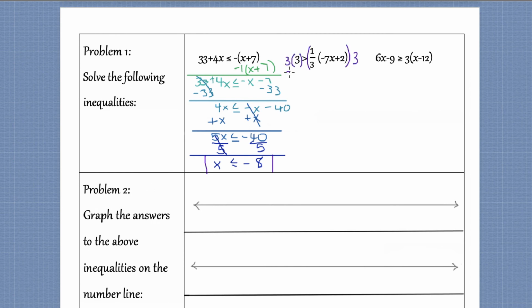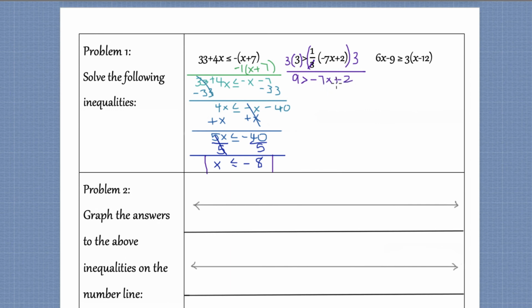And so this is going to end up giving us 3 times 3, which is 9, is greater than 1/3 times negative 7x plus 2. And so we're going to multiply that entire side by 3 to just get rid of this 3 underneath the fraction. So that's going to give us 1 times negative 7x plus 2. And since it's just 1, we don't really have to write that. So we're just going to write negative 7x plus 2.